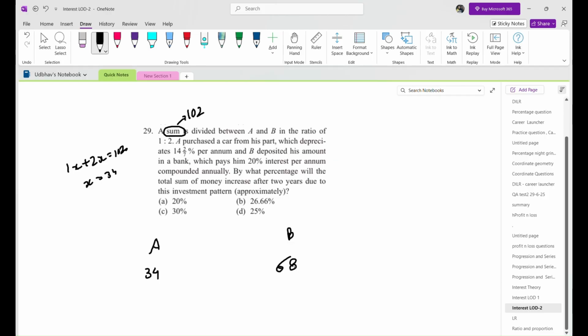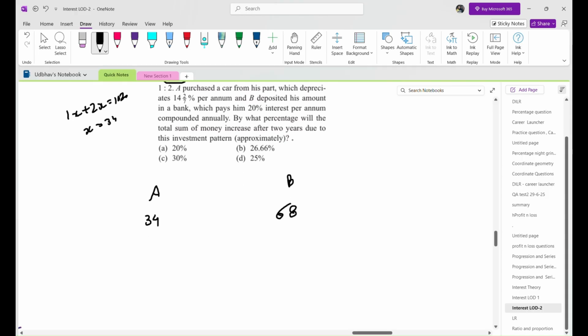So 32 into 2, 68. So A got 34 rupees and B got 68 rupees. Now A purchased a car from this which depreciates at this rate. After 2 years, how much will that amount become? That amount will be 34 into (1 minus 14 2 by 7 upon 100) whole to the power 2.